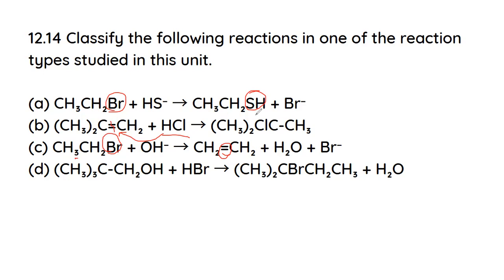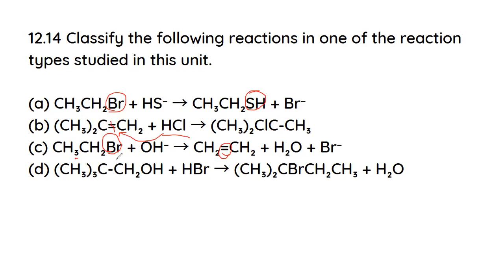So the first one is substitution because, as the name suggests, Br is getting replaced with SH. So it's getting substituted. Next, here a double bond is breaking and this HCl is getting added to the molecule. So it is an addition reaction. Whereas the third one is an elimination reaction because H and Br are getting eliminated.